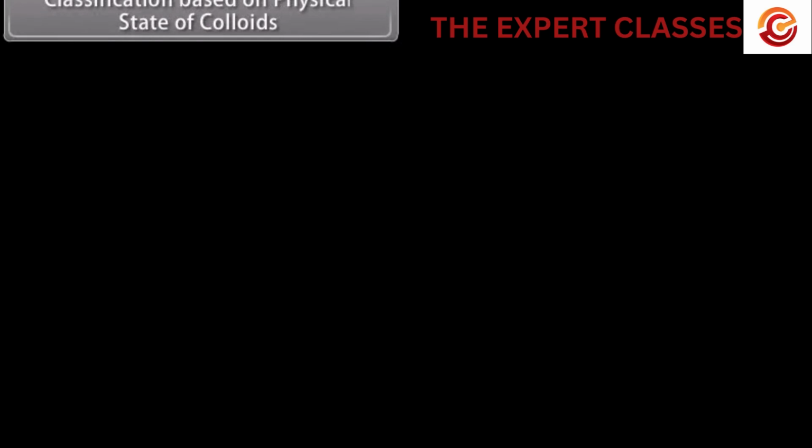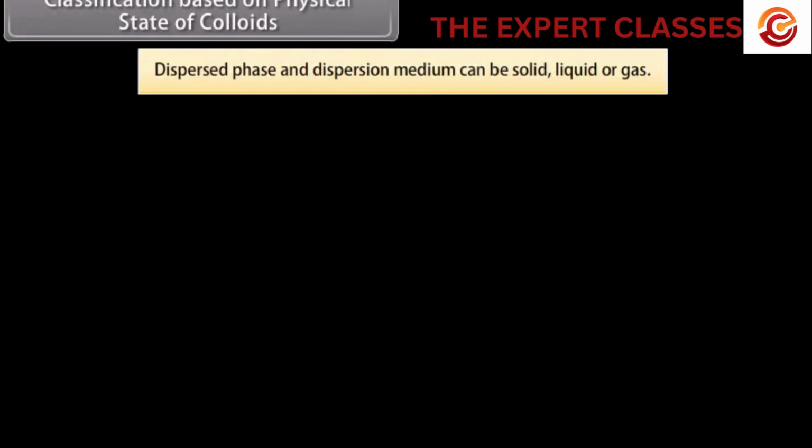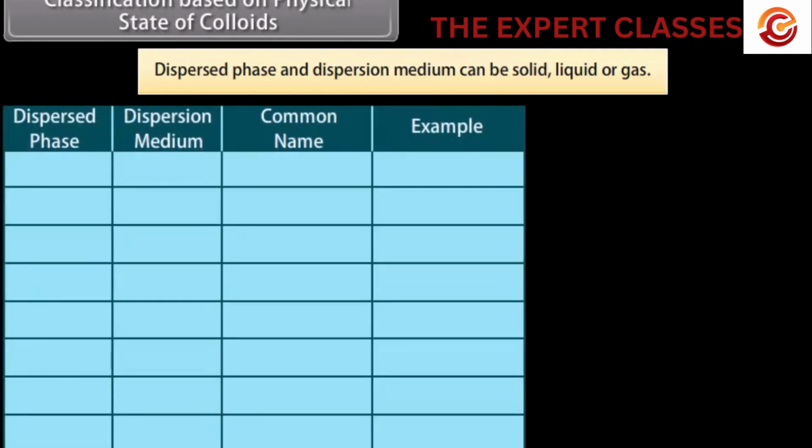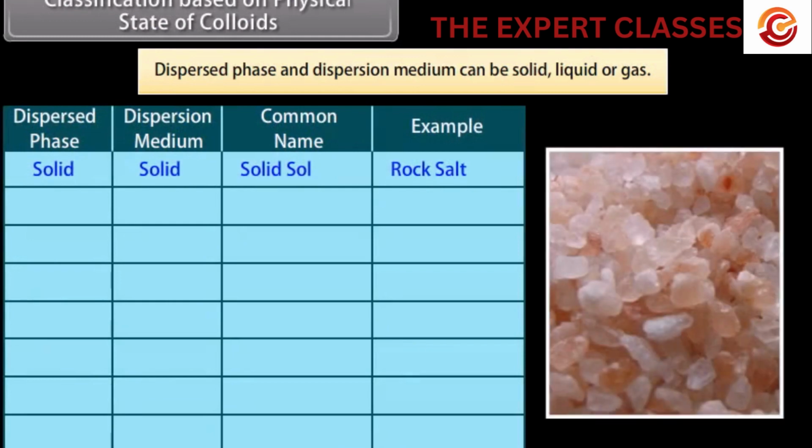Classification based on physical state of colloids. Dispersed phase and dispersion medium can be solid, liquid, or gas. Therefore, 8 types of colloidal system are possible depending upon the physical state of the dispersed phase and the dispersion medium. Rock salt is an example of solid sol.